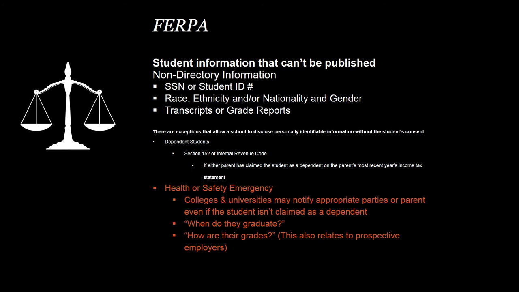The only time you might disclose information, as you see at the bottom of the screen, is if there's a health or safety emergency. Like if a student has a health crisis while in the clinic, then you can reach out and call the parents and notify them. You'll be okay. But you can't talk routinely. You can't talk about things like if somebody asks when does the student graduate, how are their grades doing, things like that.